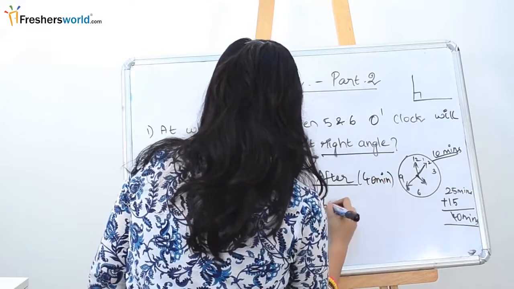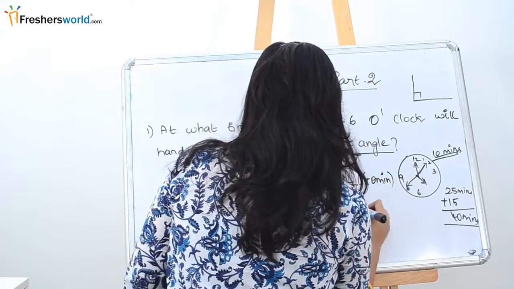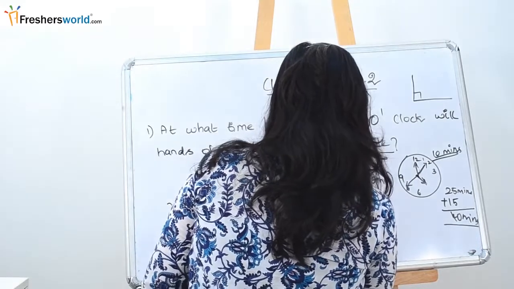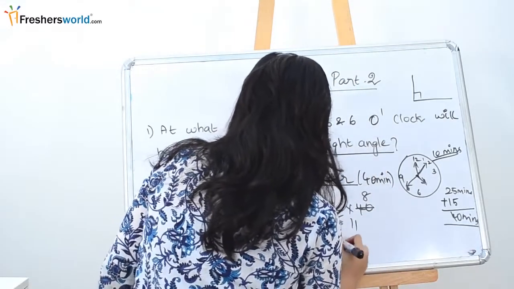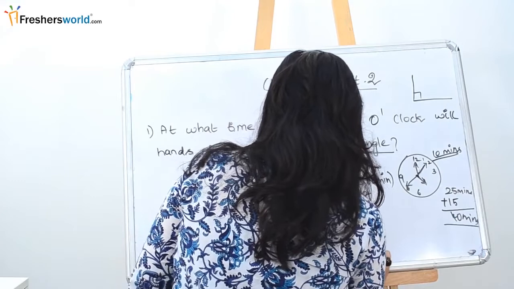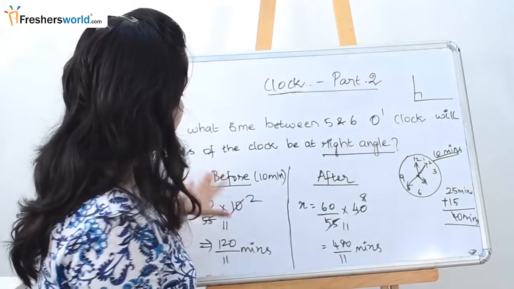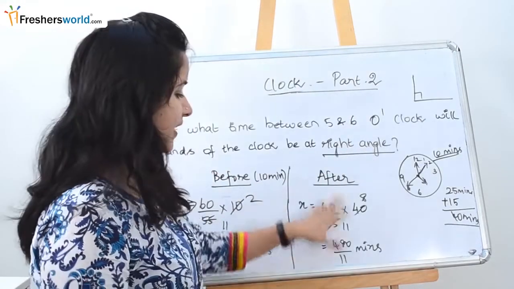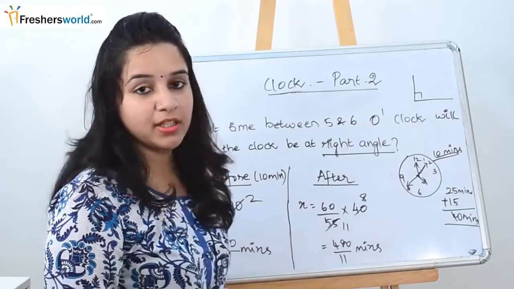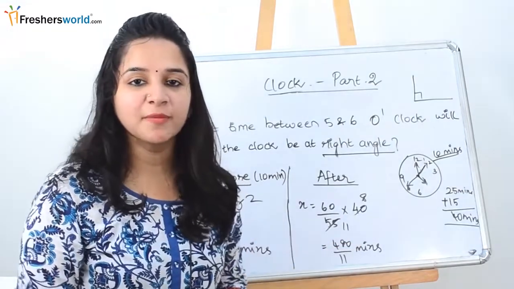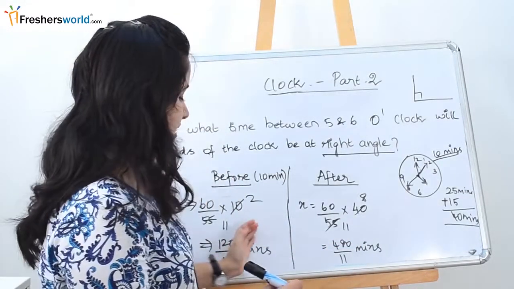So 60 by 55 into 40, which is equal to 480 by 11 minutes. So now we know before 10 minutes is 120 by 11 and after is nothing but 480 by 11 minutes. So based on the option that they have provided in the question, you can choose either one.